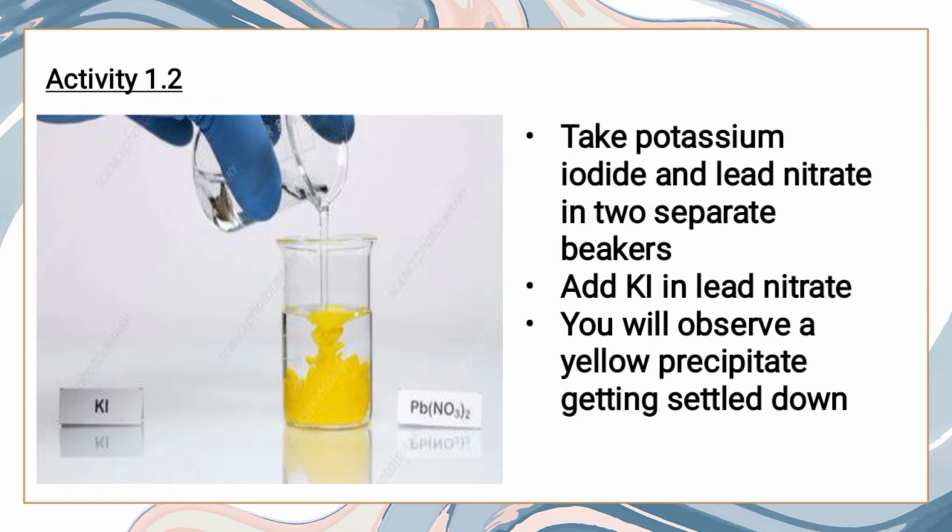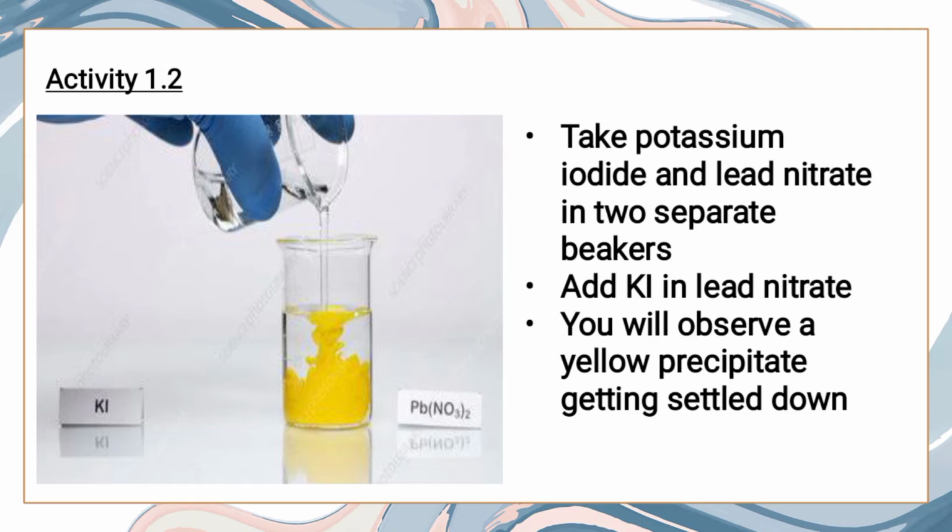Take some potassium iodide and lead nitrate in 2 separate beakers. So take 2 separate beakers, and in one beaker you take potassium iodide and in the other beaker you take lead nitrate. Then take the beaker containing potassium iodide and pour that into the lead nitrate solution. So what will you observe? You will observe a yellow precipitate getting settled down.